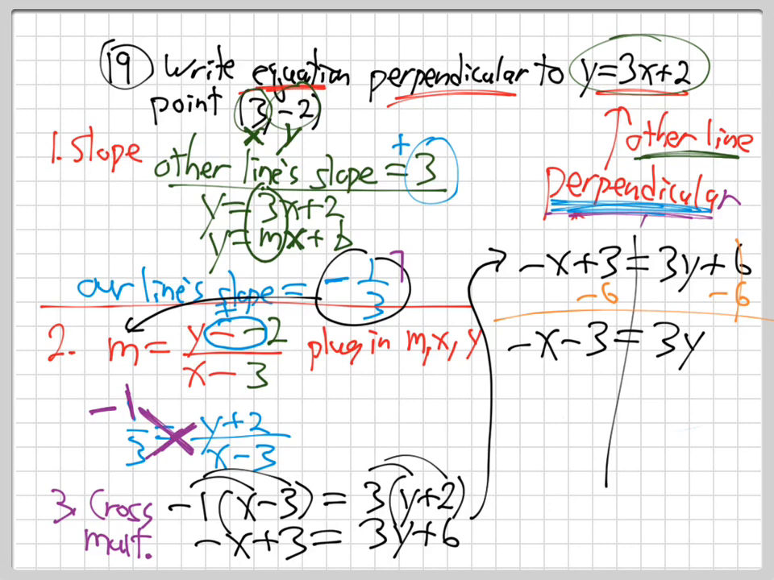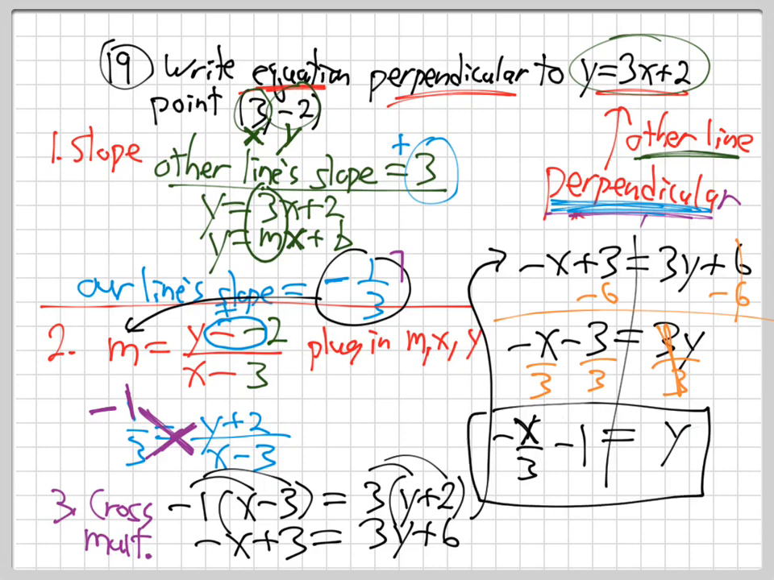And now last step to get y alone. Divide by 3. Remember, when you divide, though, you've got to divide through all of them. Like that. And so we get minus x over 3 minus 1. There it is. We got that y alone. So that was it. That was a hard one.